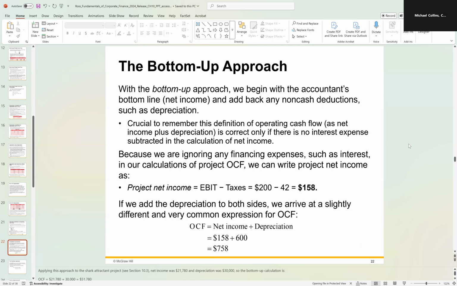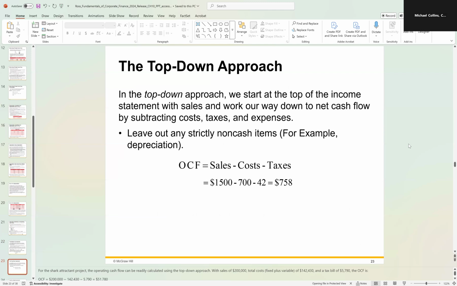These terms, getting these numbers from a math perspective, are very simple, but from an equation perspective, these would again be good quizzable content in a future exam. Top-down approach: we start at the top of the income statement with sales and work our way down to net cash flow by subtracting costs, taxes, and expenses. Leave out any strictly non-cash items. So operating cash flow is sales minus costs minus taxes.